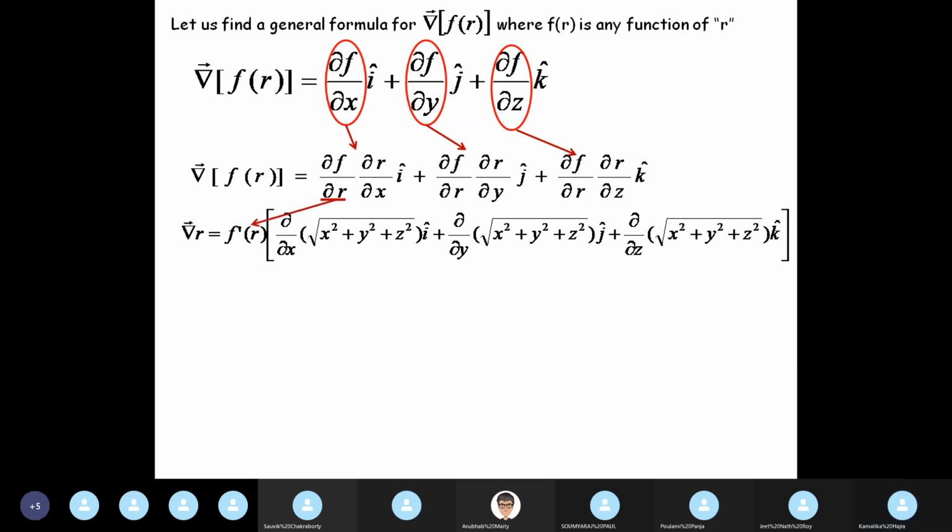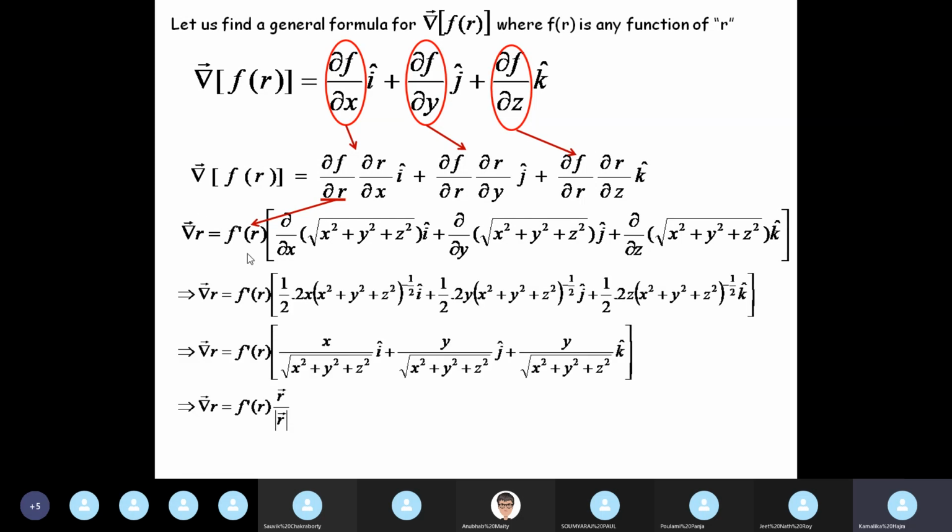So this is df dr, which we've taken outside and written as f prime r. So what happens here? f prime r is outside. The first term, as we had done in the last to last problem, half into 2x, x square plus y square plus z square whole to the power minus half, i cap. Similarly, half into 2y, half into 2z, etc., etc.